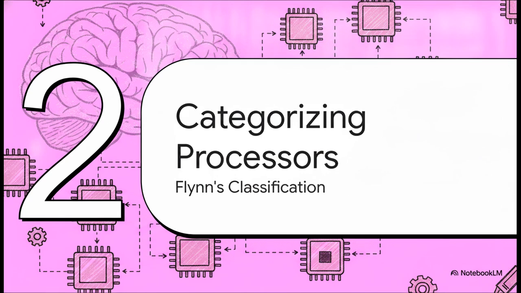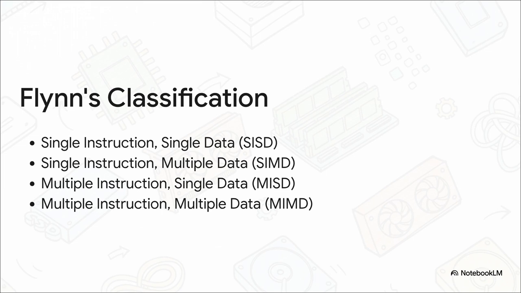Moving on to Section 2, categorizing computer processors. To really make sense of how processors are organized, we rely heavily on Flynn's classification. Introduced by Michael Flynn, this taxonomy is pretty much the standard way we categorize systems, especially those doing parallel processing. It breaks everything down into 4 distinct streams based entirely on how instructions and data are handled.